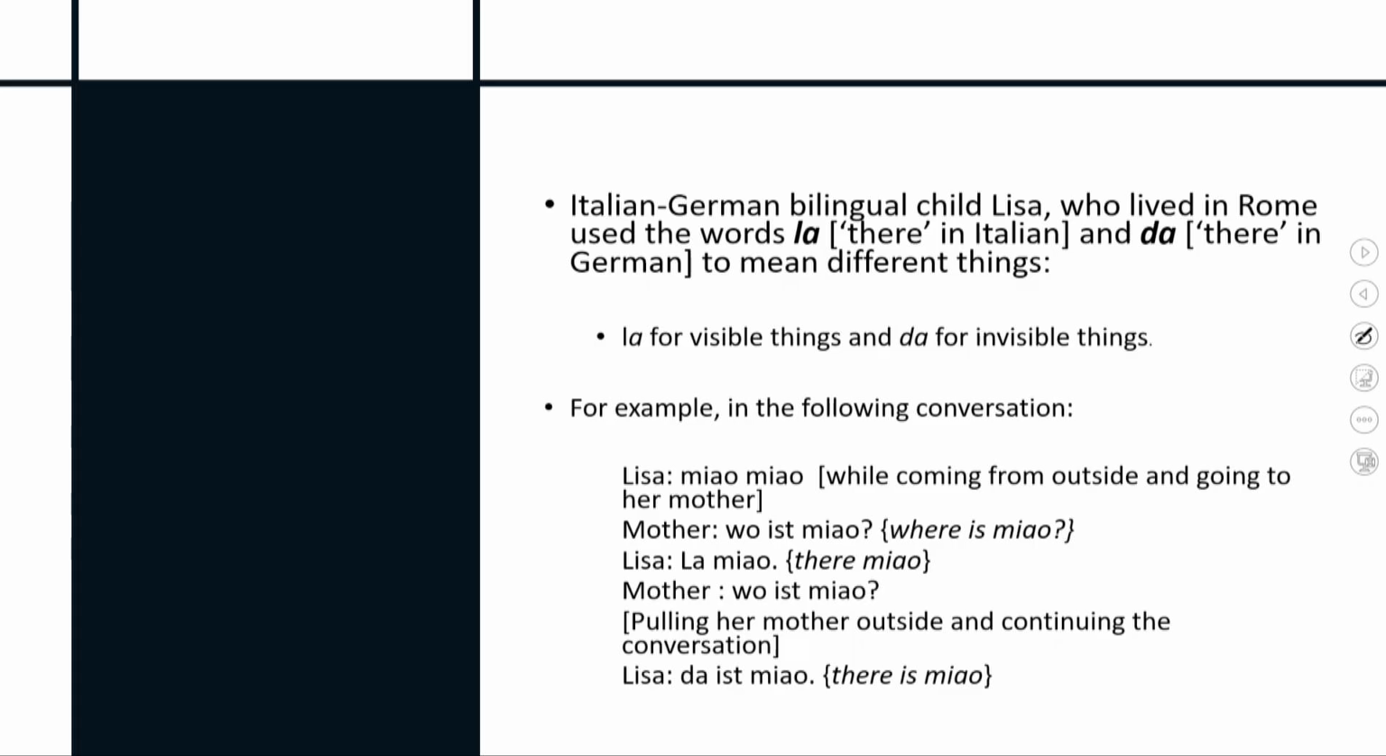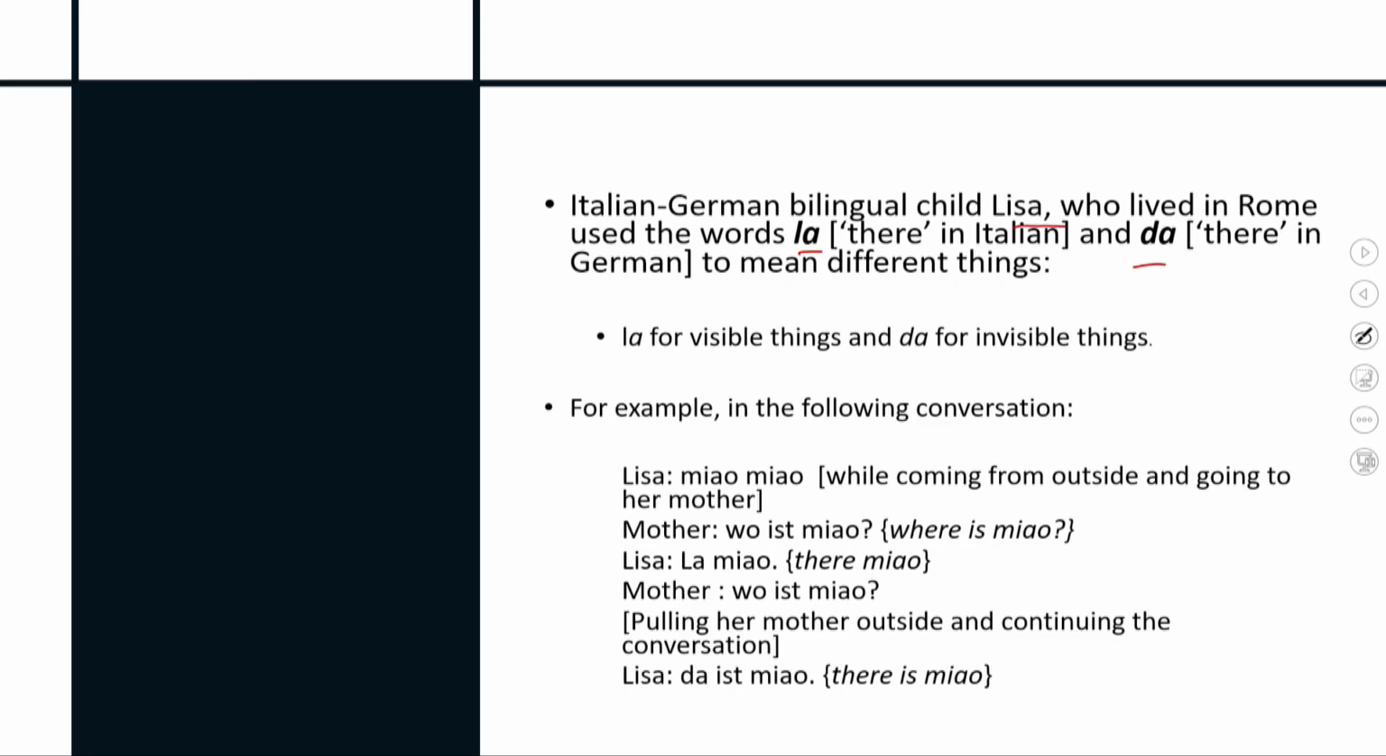In this, the child's name is Lisa. She lives in Rome, and there are these two words, la and da. La in Italian and da in German both mean there, as opposed to the here and there distinction. So, in German and Italian, these are the two words for the same concept, and this child is exposed to both the words. What would she do? What she did was something quite interesting.